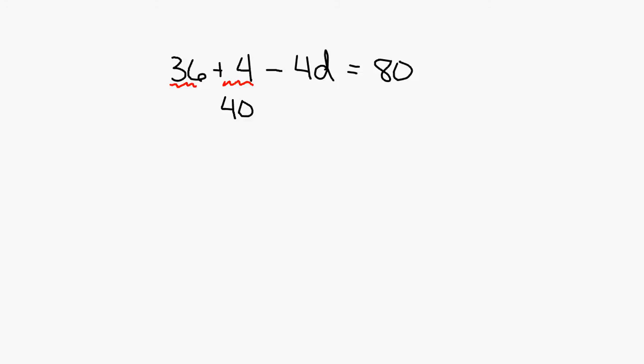So another example would be 36 plus 4 minus 4d is equal to 80. In this case, you have multiple numbers. You've got a 36 and a positive 4 on the same side of the equal sign, so you need to combine them first. You take 36 and add 4 to it, so you end up with 40 minus 4d is equal to 80.